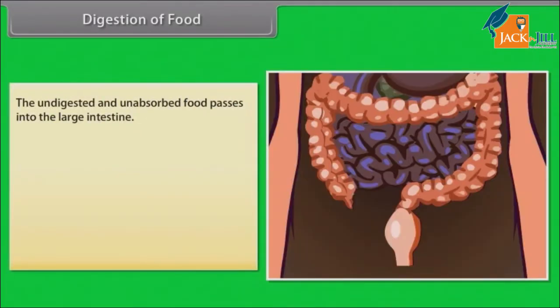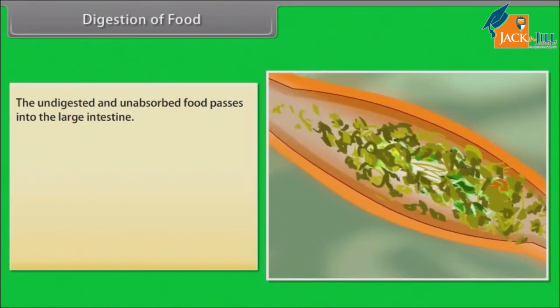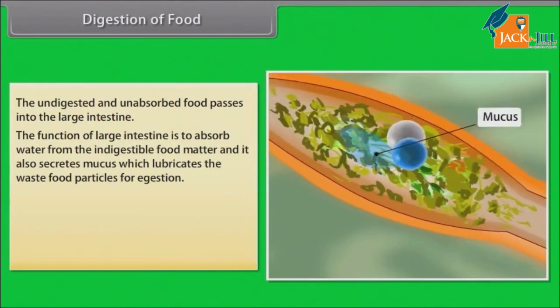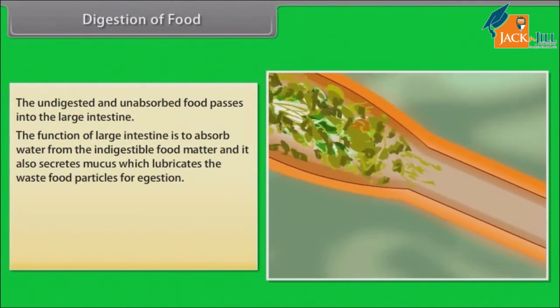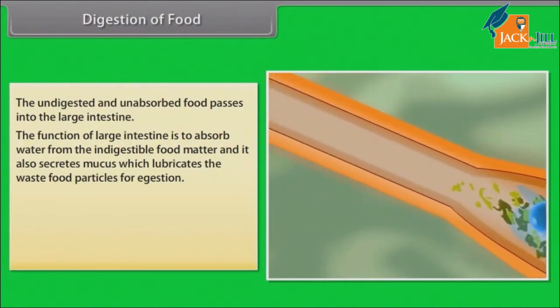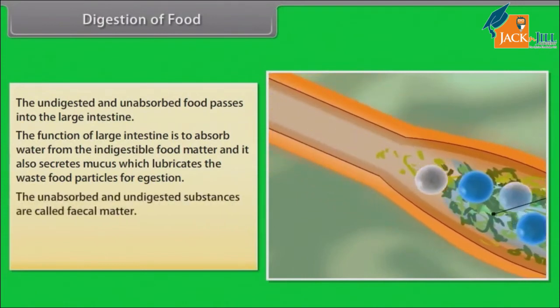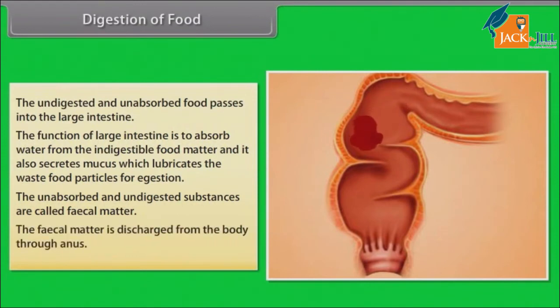The undigested and unabsorbed food passes into the large intestine. The function of large intestine is to absorb water from the indigestible food matter, and it also secretes mucus which lubricates the waste food particles for egestion. The unabsorbed and undigested substances are called fecal matter. The fecal matter is discharged from the body through anus.